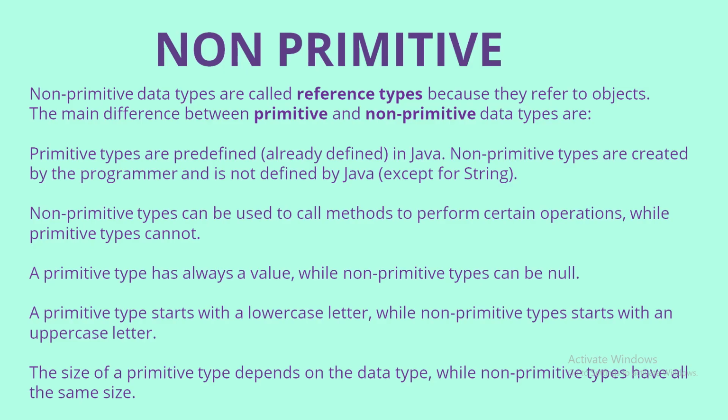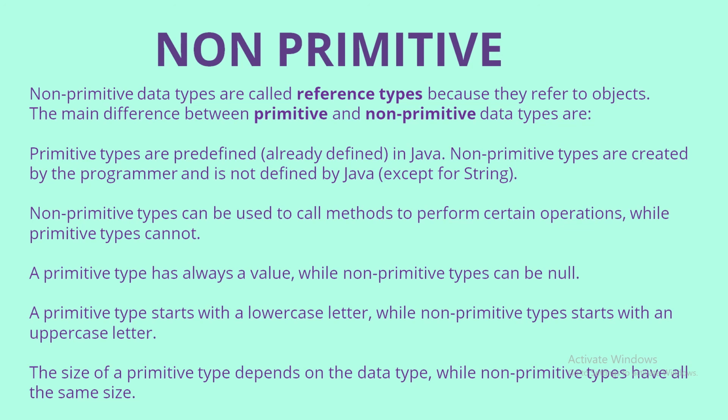Next is non-primitive data types. Non-primitive data types are called reference types because they refer to objects. The main differences between primitive and non-primitive data types are: primitive types are predefined in Java. Non-primitive types are created by the programmer and are not defined by Java.